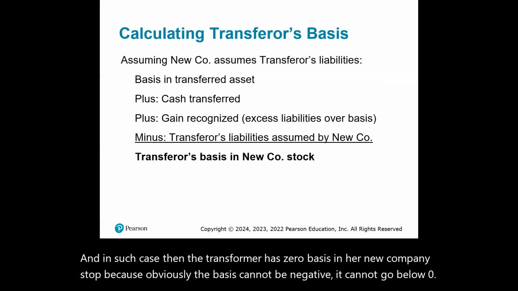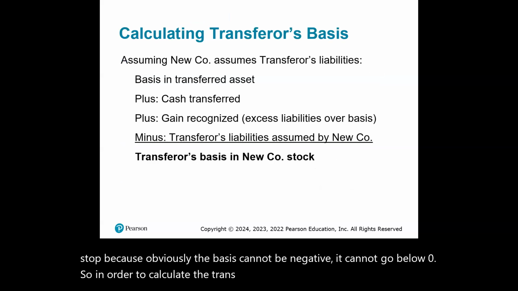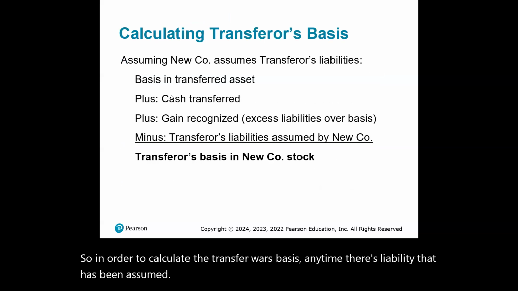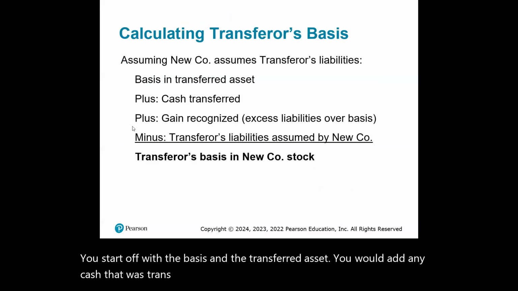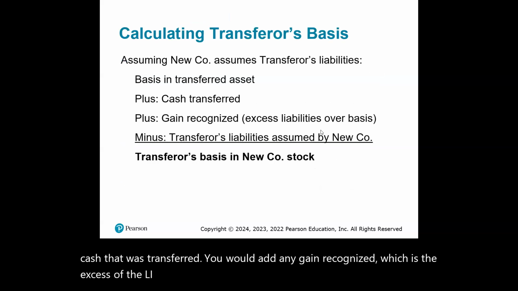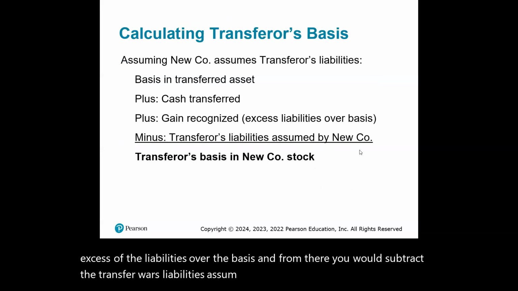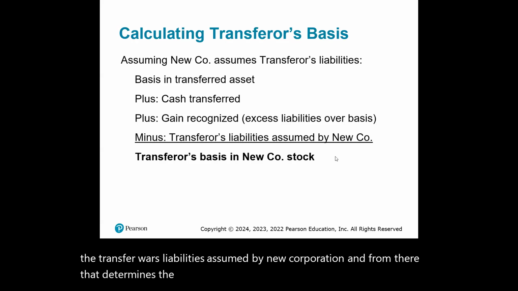So in order to calculate the transferor's basis, anytime there's liability that has been assumed, you start off with the basis in the transferred asset. You would add any cash that was transferred. You would add any gain recognized, which is the excess of the liabilities over the basis. And from there, you would subtract the transferor's liabilities assumed by the new corporation. And that determines the transferor's basis in the new corporation's stock.